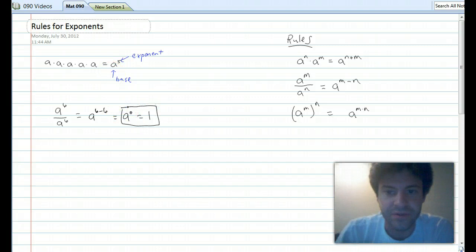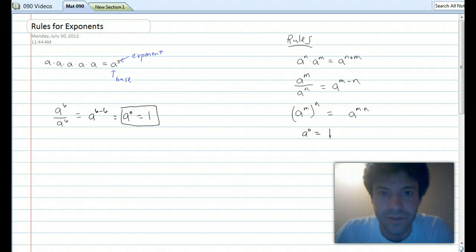So what we just found using the quotient rule is that really anything to the 0 power equals 1, because a can be anything. So we're going to add that to our list of rules. And I should make a note that in this case, a can't be 0. We don't consider in this class what 0 to the 0 power actually is.